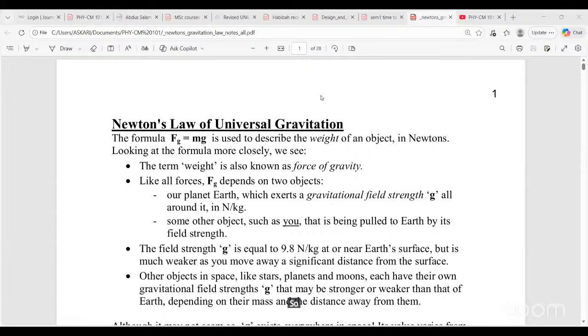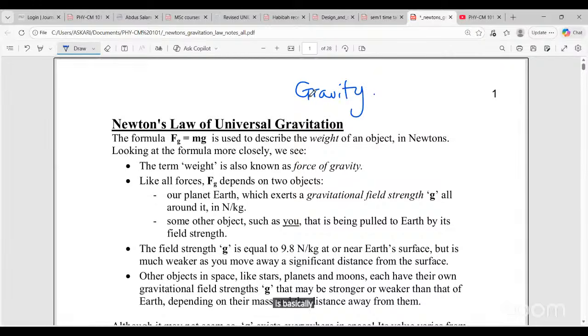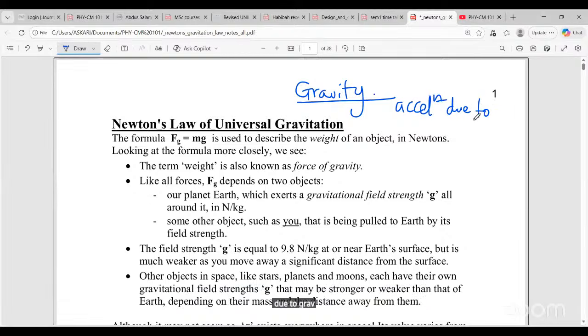So now, what we'll be treating today is basically on gravity. And when we discuss gravity, gravity is the gravitational pull on objects on the Earth's surface. We all know we've been discussing acceleration due to gravity, which we refer to as G. And that G, we all know, spans through the entire universe, and it varies from location to location.